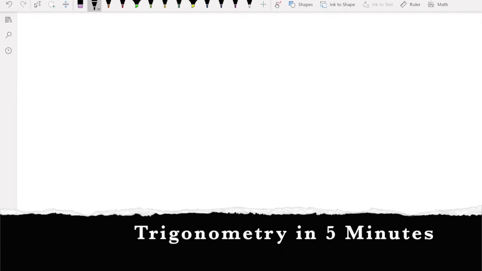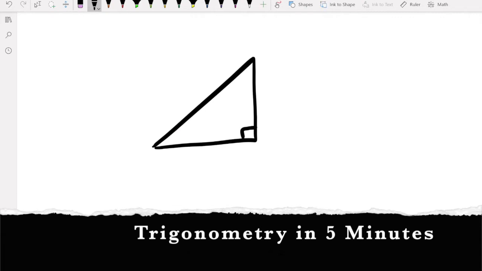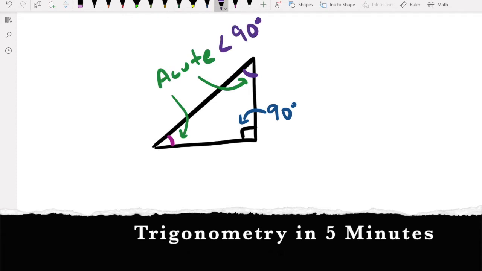We're going to take this perspective first. So here's a right triangle, and just in case you forgot, a right triangle does not mean it's correct all the time. It means there is a 90-degree angle. That means the other two angles, this one and this one, are called acute angles. And it's not because they're cute, it's because the measure of them is less than 90 degrees.